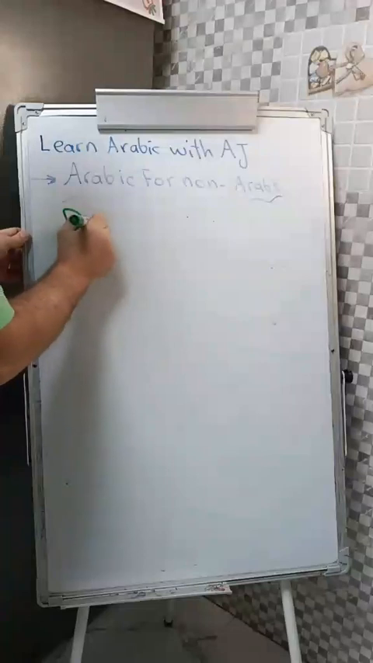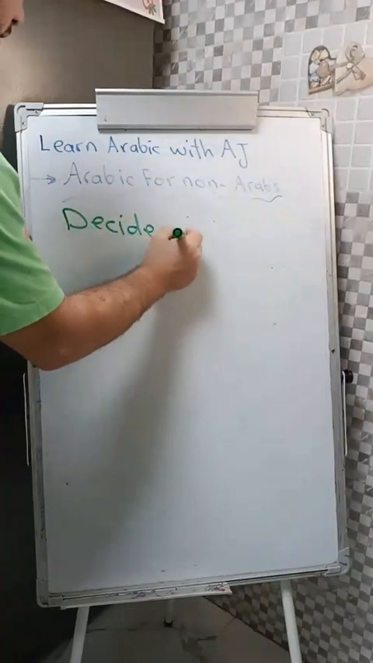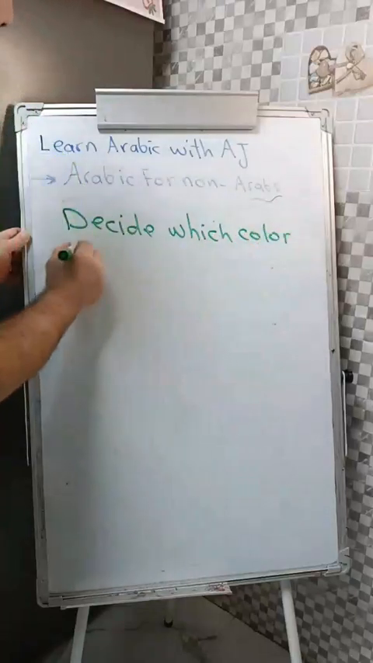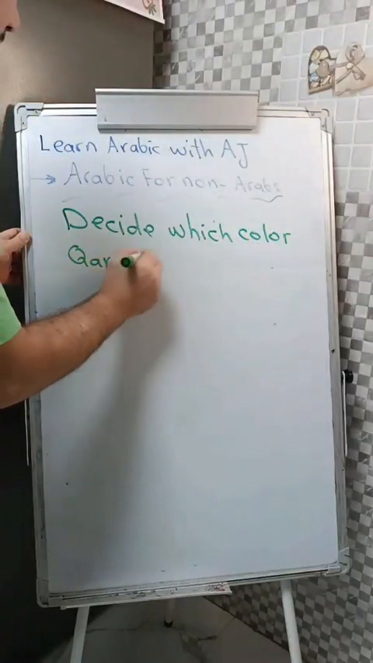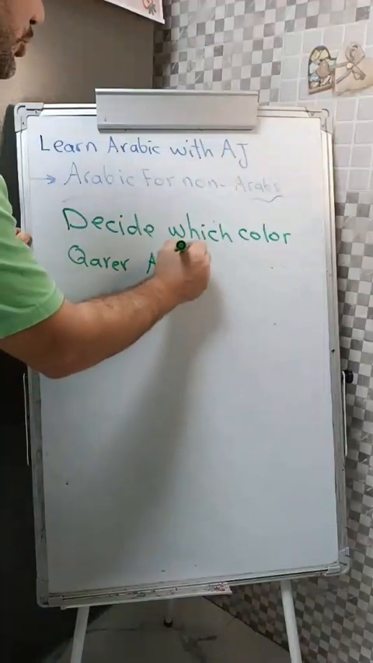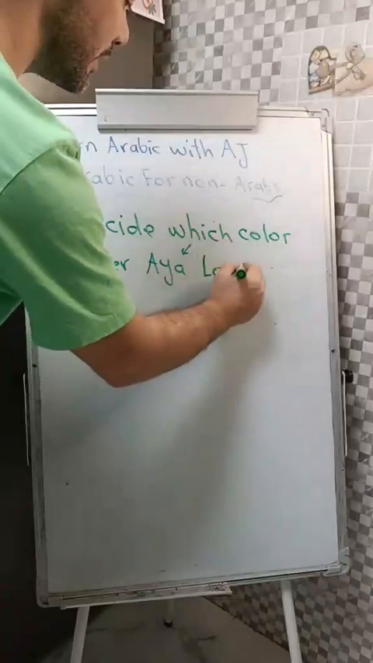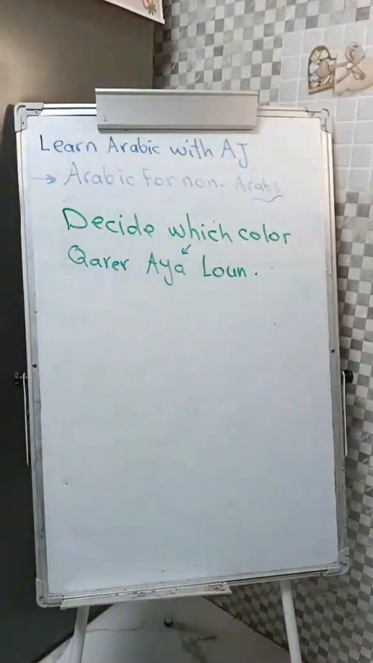So you told me decide which color. Decide which color. I say قرر أي, which color. أي لون. قرر أي لون. أي لون بدك, which color you want. So قرر أي لون بدك. Decide which color you want.